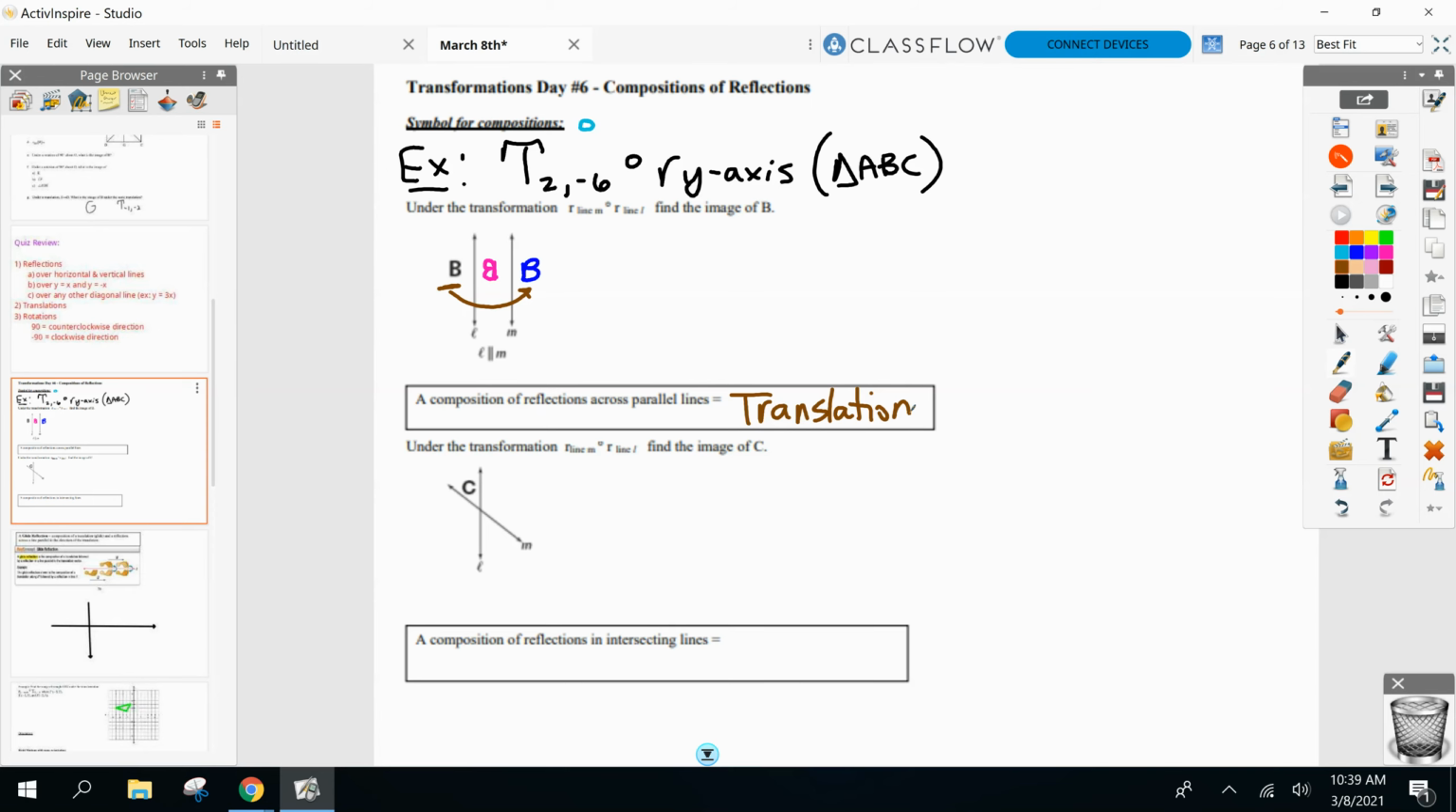Okay? I see what you're saying, but if the lines aren't parallel, it won't be a translation. Here's why. Everyone take a look. Now, same composition. Everyone go ahead, take C and reflect it through L. Do your best C impression there. Reflect it through L. Flip it over L. Let me know what it looks like.